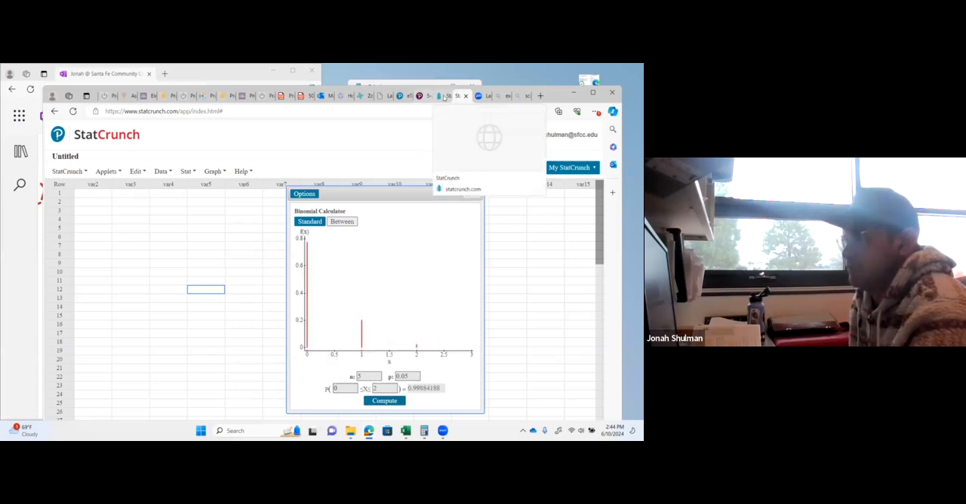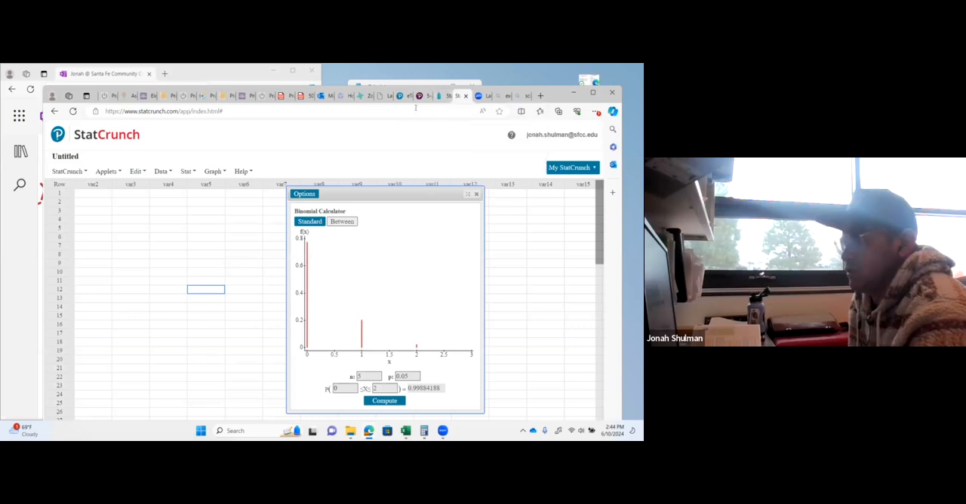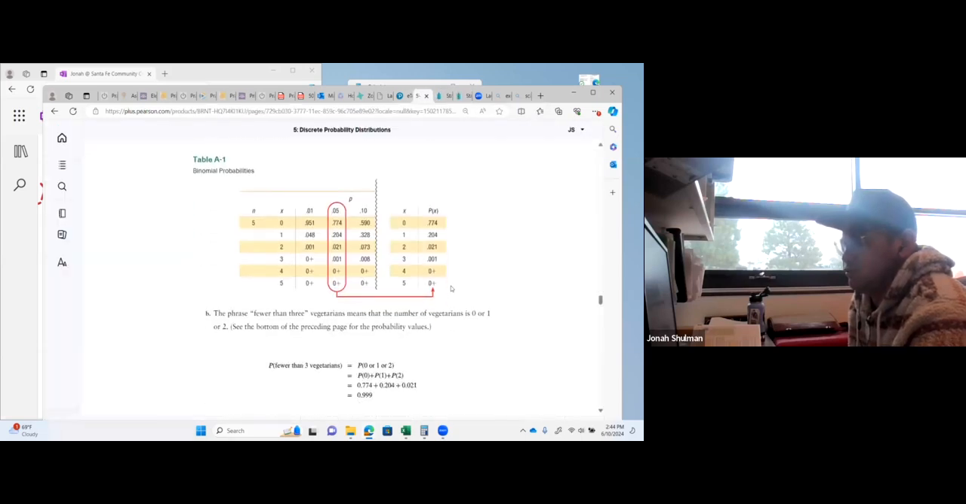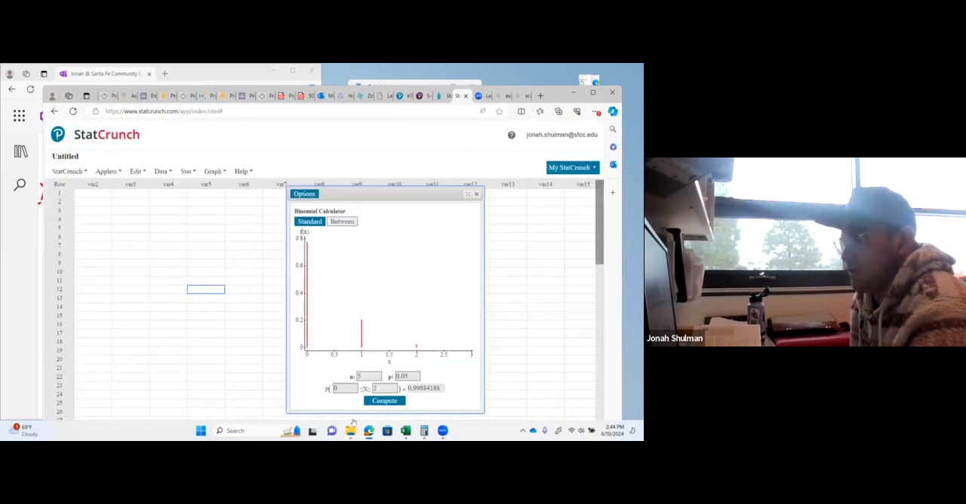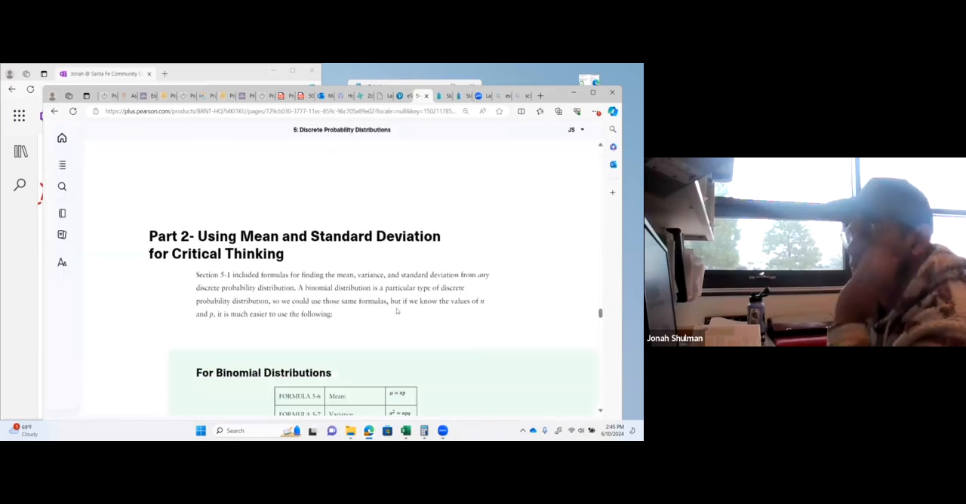Let's see. Well, we can do 0 plus 1 plus 2 if we want, but if we add all 3 together, it should work. 0.999, 0 plus 1 plus 2, or we can just put all 3 together. 0 vegetarians, 1 vegetarian, or 2 vegetarians, 0.99. So we got it. Yay. That makes me happy.